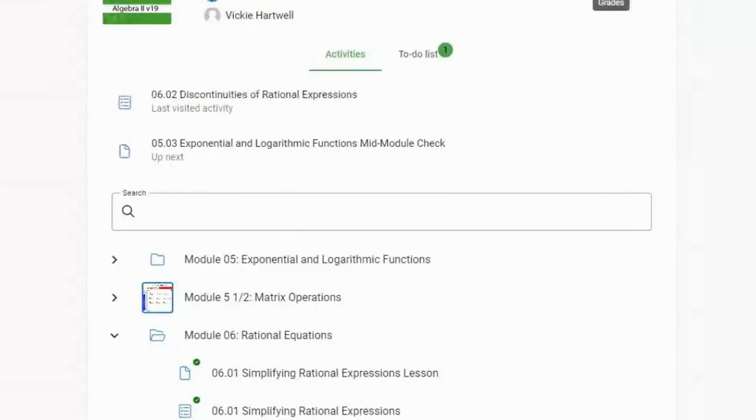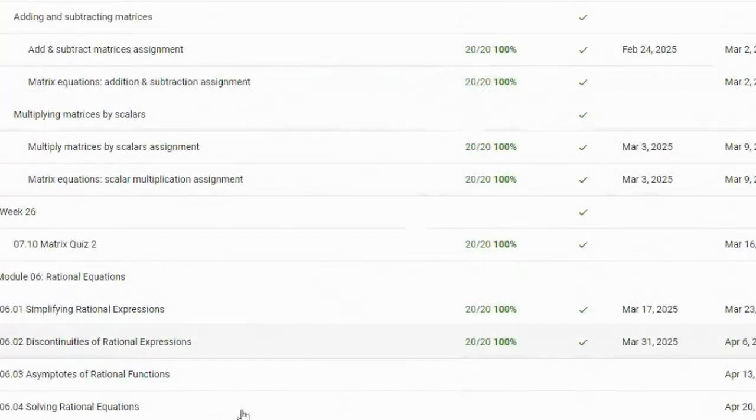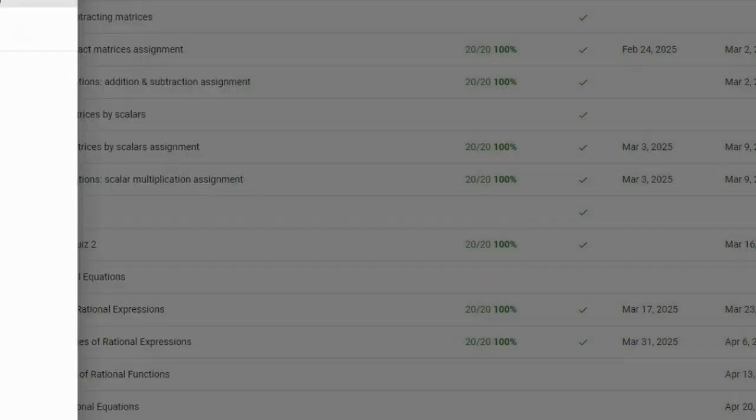So let me put up our window here, our class in Buzz. We go to our grade screen. Let's go down, down, down, past all these matrices. We are down at 6.03, asymptotes of rational functions. And next week, we'll actually solve some rational functions. We haven't solved any yet. Well, we've been simplifying. We've been having discontinuities. This week, we'll have asymptotes. And then we'll have solving next week. But 6.03, so let's switch over to that.